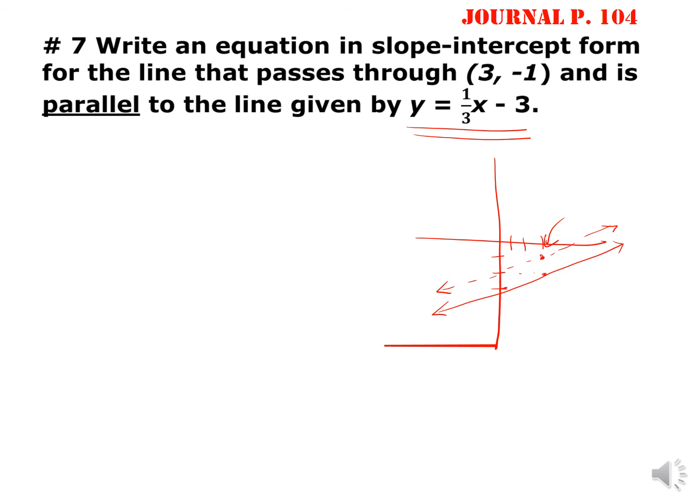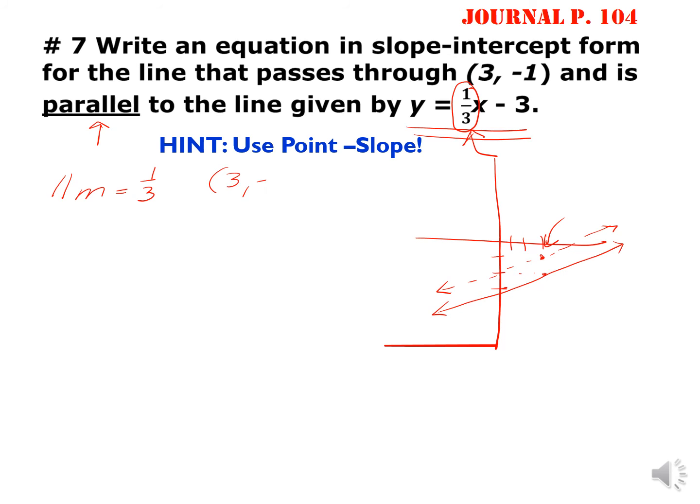So how are we going to do this? And here's your hint. We're going to use the point slope form. So I'm going to take the slope from the equation they gave me from the original one, because I know that since they're parallel, they'll have the same slope. So my parallel slope is 1/3, and the point is (3, -1). So y minus -1 equals my slope that I know is parallel, 1/3, times (x minus 3).